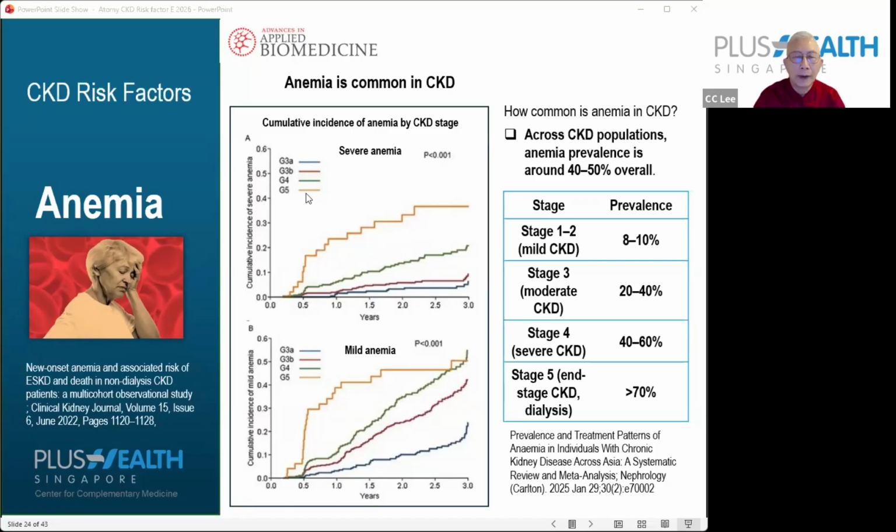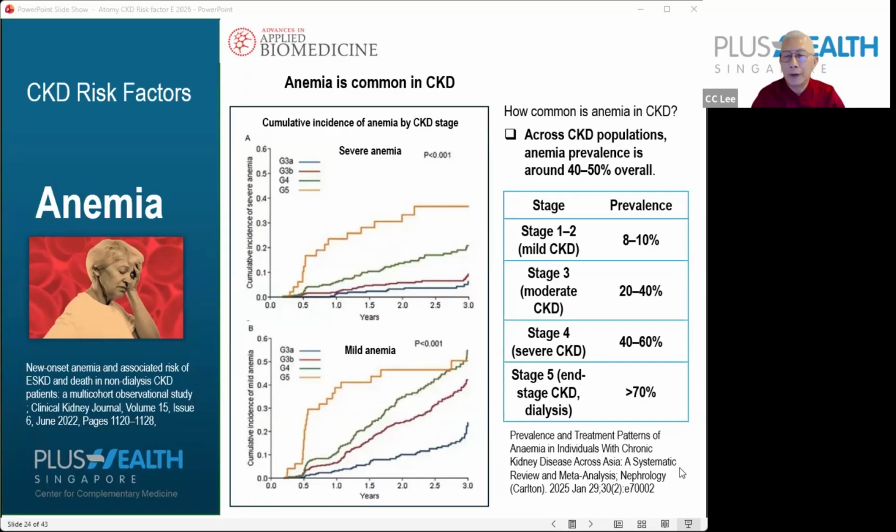Now, the yellow one is actually the CKD stage 5 patient compared with CKD stage 3A, which is the blue one, right? So this is the case for severe anemia. And for mild anemia, the prevalence rate is also much higher. You can see that if you are in stage 3A, the anemia incidence also goes up as the years go by. But for a late stage CKD patient, the anemia prevalence rate is very, very high.